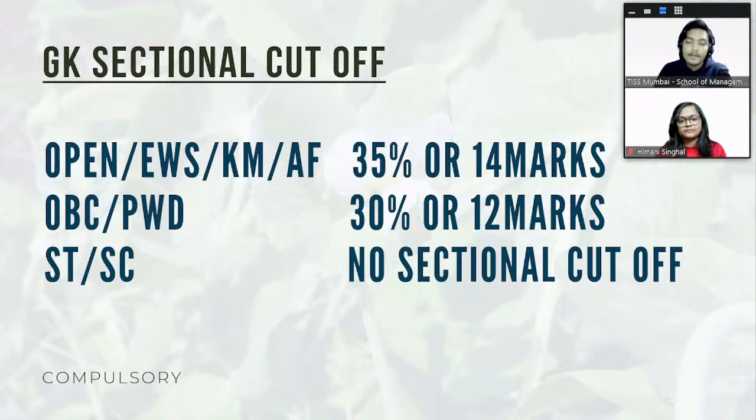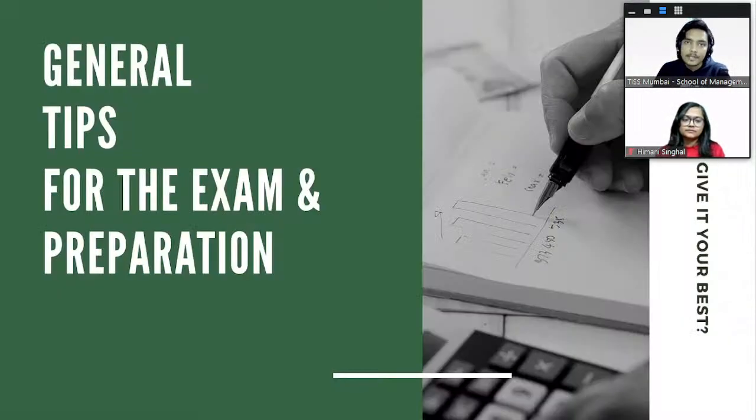Reminder, general awareness is the most important section. General, EWS, Kashmir Migrants and Armed Forces, 14 marks is your cutoff. OBC, PWD, 12 marks is your cutoff. Okay? If you are very much confident in maths and English, then you must also cover this cutoff. If GK is your strongest section, then obviously you would cover this and try to score maximum marks out of this. Okay, so everyone remember, there's only a single sectional cutoff in the exam, and which is for the GK section. So it makes it the most important section of it.